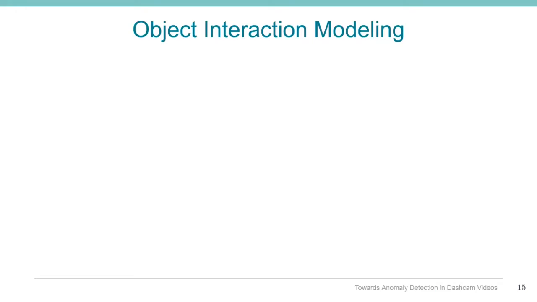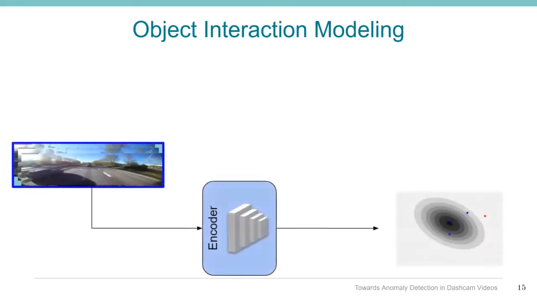We note that most anomalies in the real world are not due to appearance of novel objects, as encouraged by previous datasets, but they are due to novel interaction of already known objects. Therefore, we seek to infuse object-object interaction priors in our network.